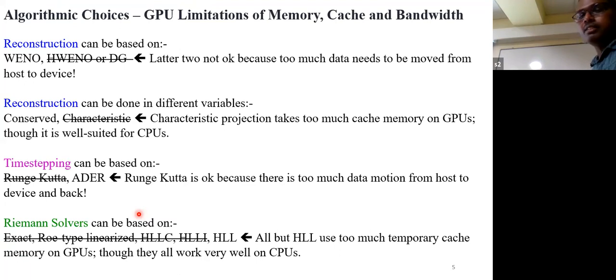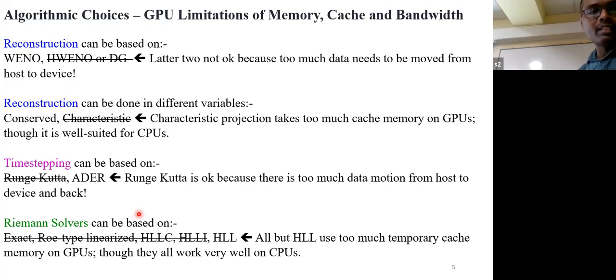First one is the reconstruction. We use WENO reconstruction because we only use the zone-centered variables, and we only transfer the zone-centered variables from GPU to CPU. If you use the HWENO or DG schemes, we also have to transfer the higher order slopes. For example, for the second order scheme in 3D, we have 3 slope terms, X, Y, and Z. For third order, we'll have about 10 slopes, and for fourth order, we'll have 20 slopes. So if you use HWENO or DG, the amount of data that will be transferred from GPU to CPU is huge. So we resort to using the WENO scheme for now.